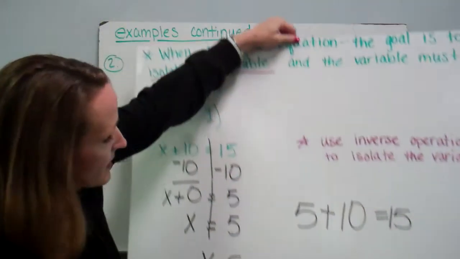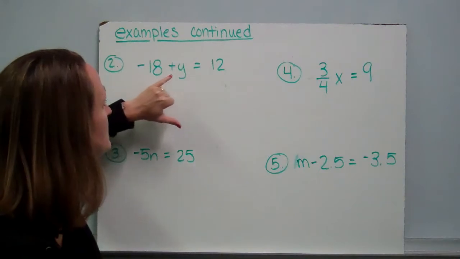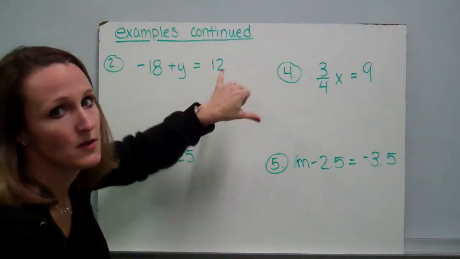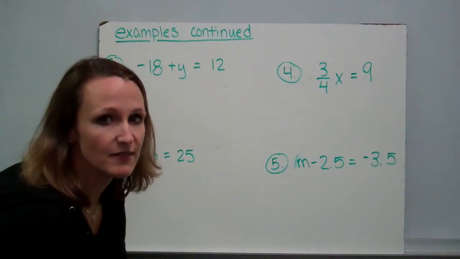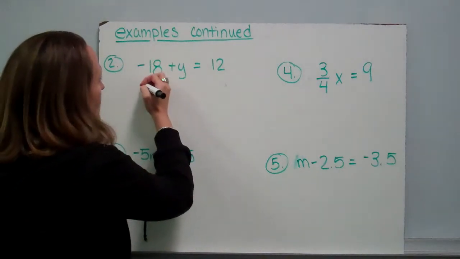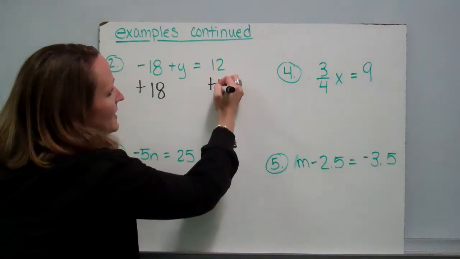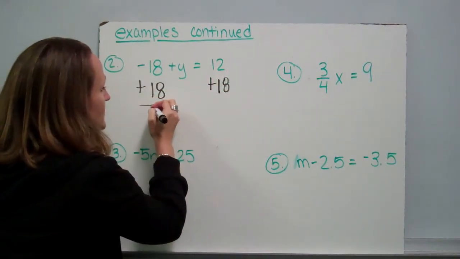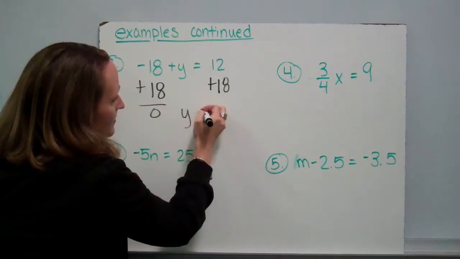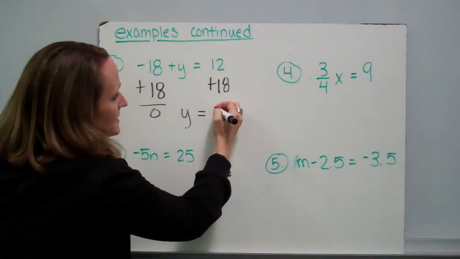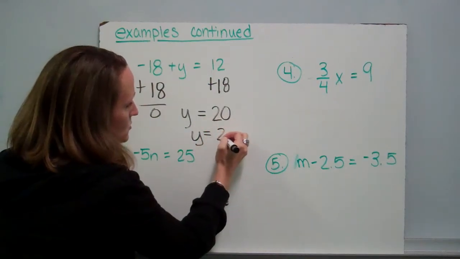Okay, let's look at a few more. Several more, actually. Here's my first one. Negative 18 plus y equals 12. Again, I want to use my inverse operation. This is a negative 18. The opposite of a negative 18 is plus 18. So I want to add 18 here. I also want to add 18 here. So right here I'm going to get 0. I'm going to bring down my y, bring down my equals. 12 plus 18 is 20. So I find out that y equals 20.